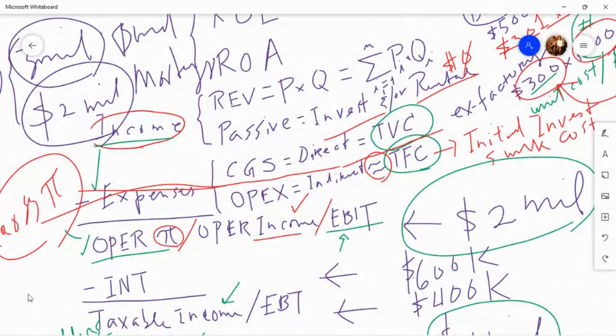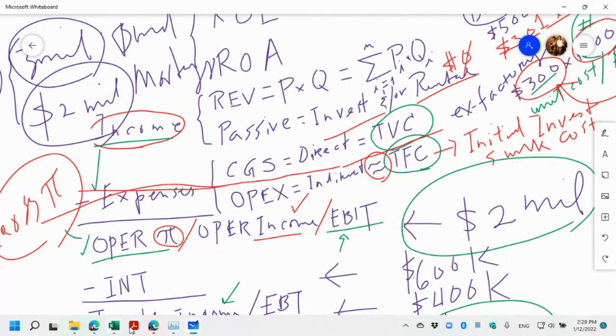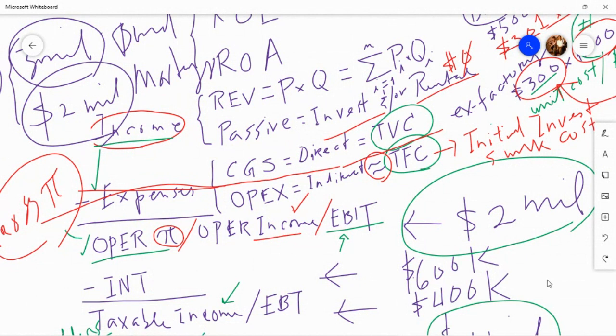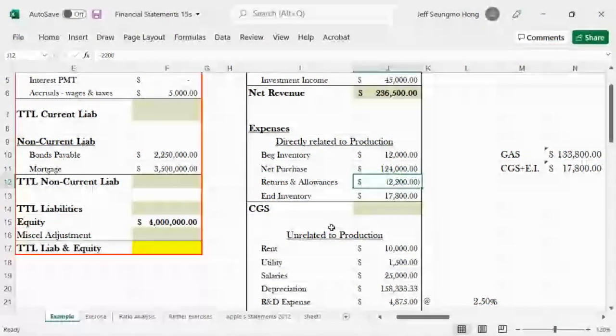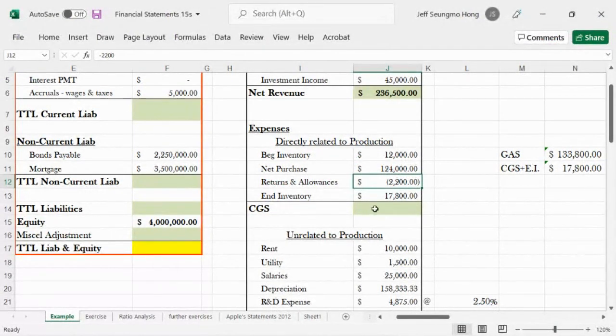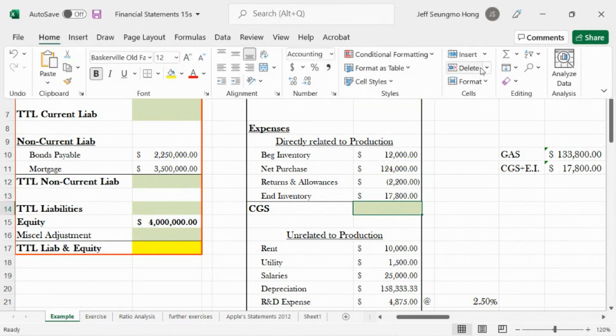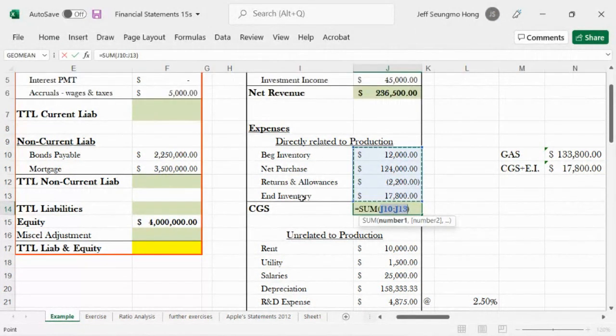So then think about it. There is one more interesting thing there, but this will take more time, so I'm going to have to talk about this tomorrow. But we can just sum everything using auto sum, and we get the CGS. Tomorrow I will talk more about this. The main lecture has already explained it.